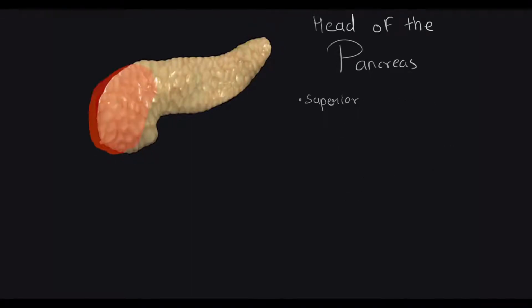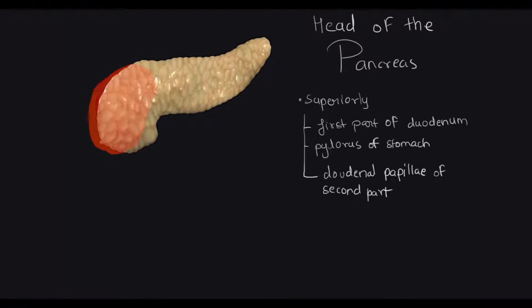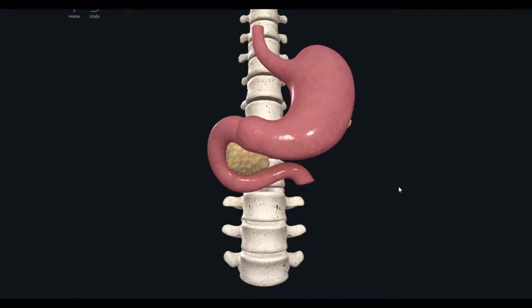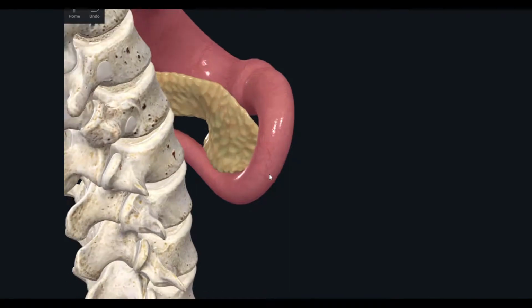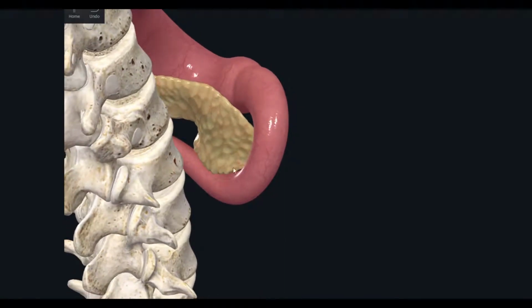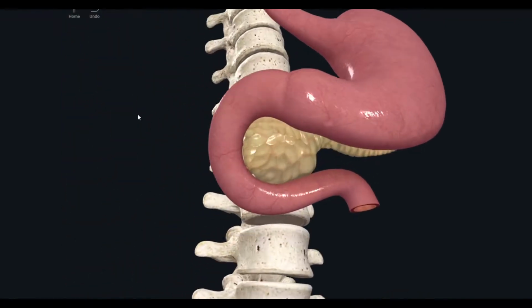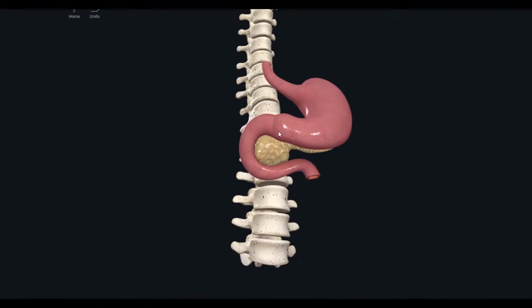The superior relations of the head of the pancreas include the first part of the duodenum, then we have the pylorus of the stomach, and the duodenal papillae of the second part. Okay, so that right there is the head of the pancreas. Let us look at it from the more posterior aspect because we're studying the anterior relation. So that's going to be the superior aspect of the head of the pancreas. Most adjacent to it, we can find the first part of the duodenum. And then we have the pylorus right here. So the superior relation is the pylorus.